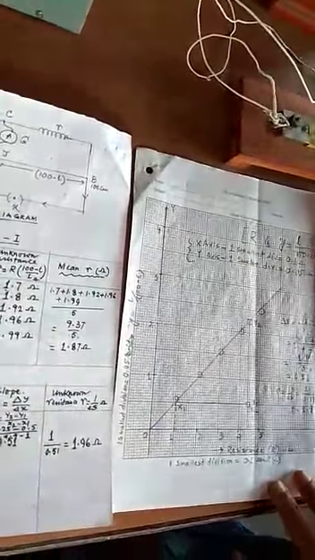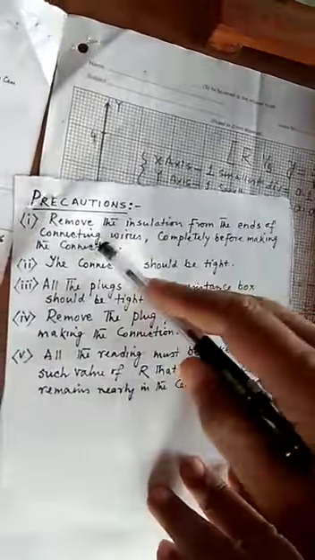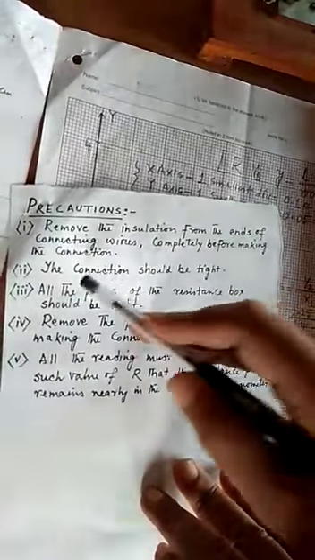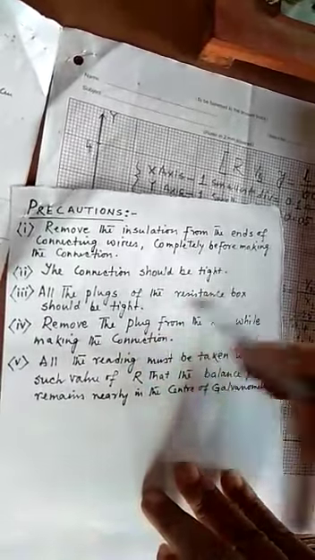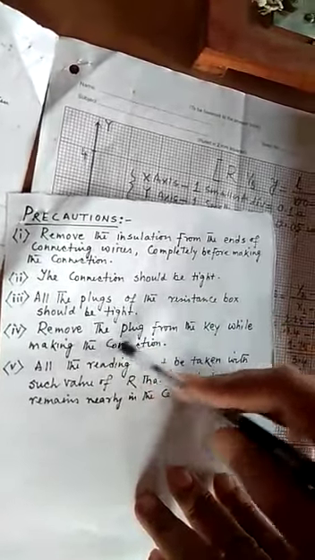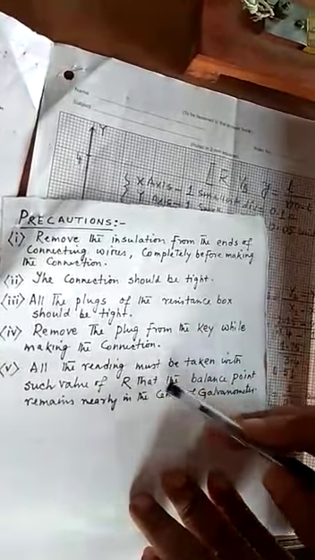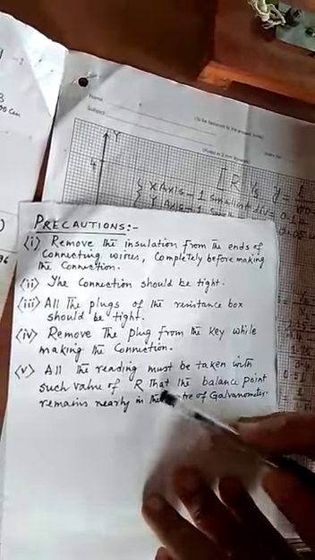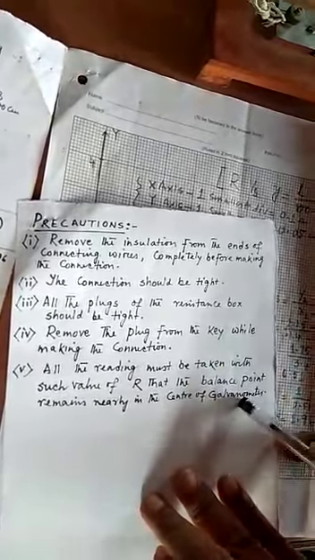Some precautions you should take here. First, remove the insulation from the ends of the connecting wires completely before making the connection. The connection should be tight. All the plugs of the resistance box should be tight. Remove the plug from the key while making the connection. All the readings must be taken within such values of R that the balance point remains nearly in the center of the wire. This is your complete practical.